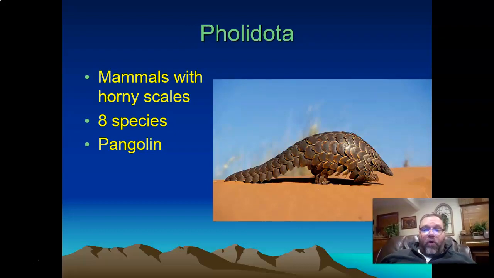Pholidota, animals with horny scales, 8 species. An example of this is the pangolin. There it is right there. It curls itself up into a ball for defense, and then you can't get to it.